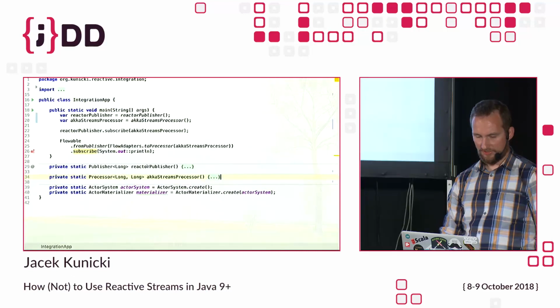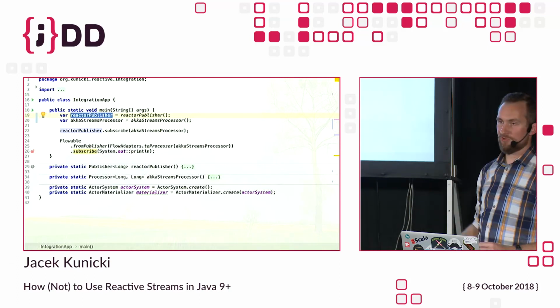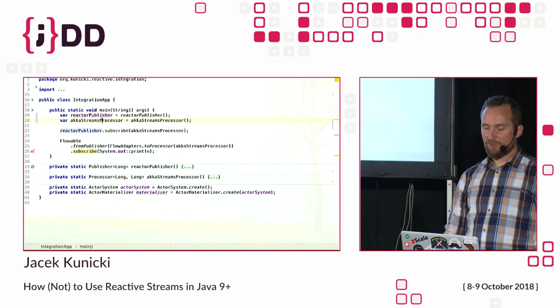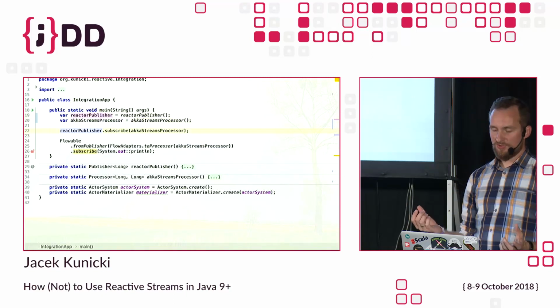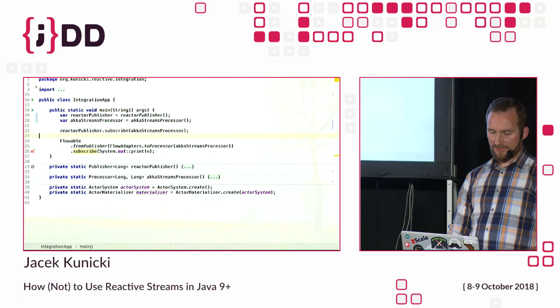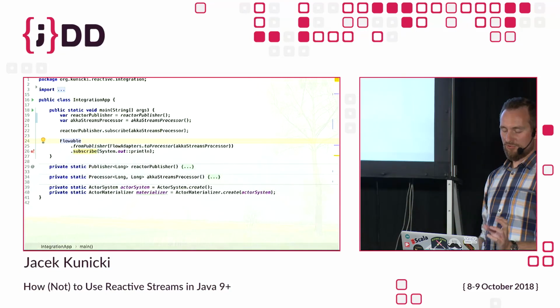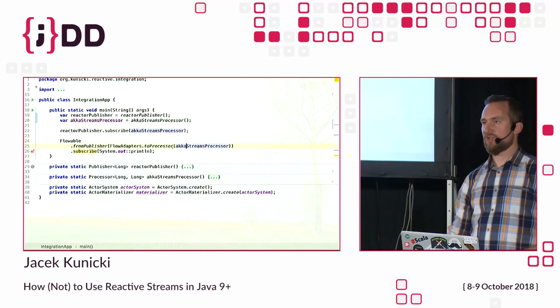So when we go to the integration demo, you can see that we're starting with a Reactor publisher. I'm going to show you the implementations later. Now let's just see what the pipeline looks like in general. Then we have a processor that comes from Akka Streams. Then we connect those two with subscribe. And then we take a Flowable, which is from RxJava.